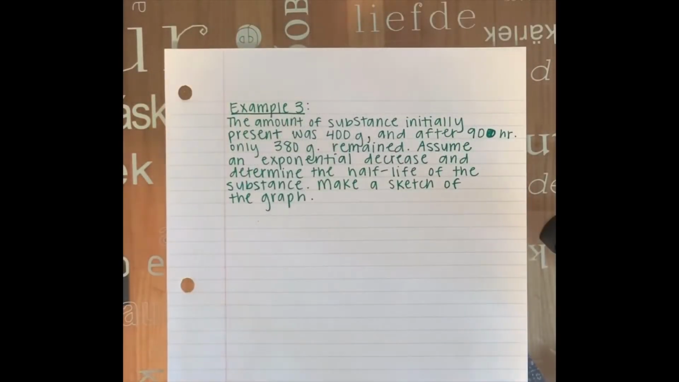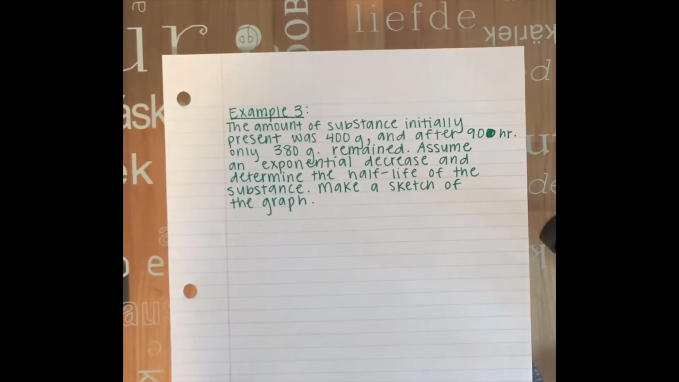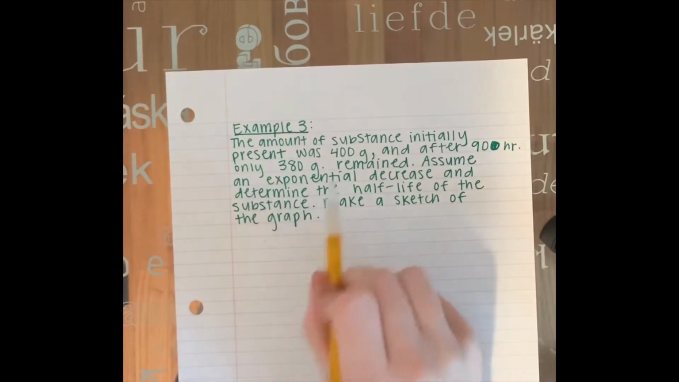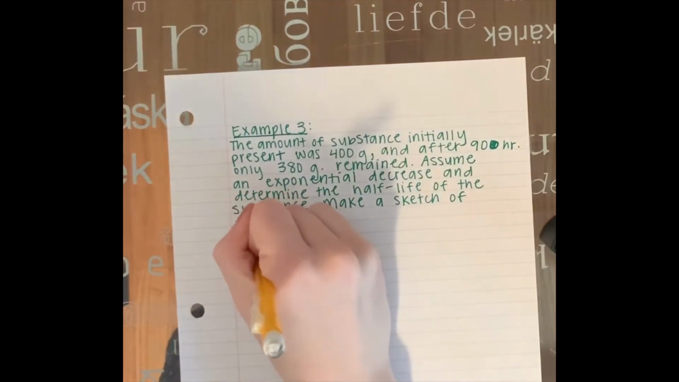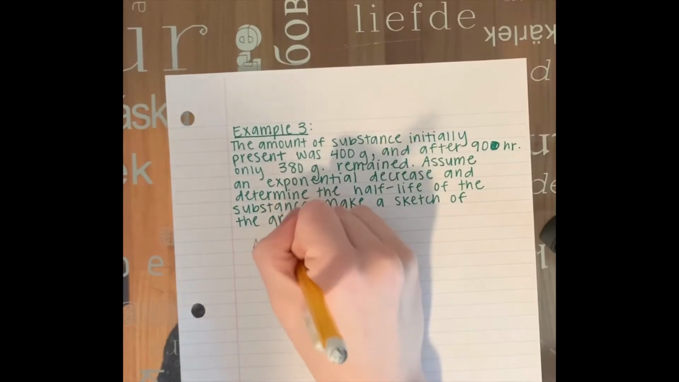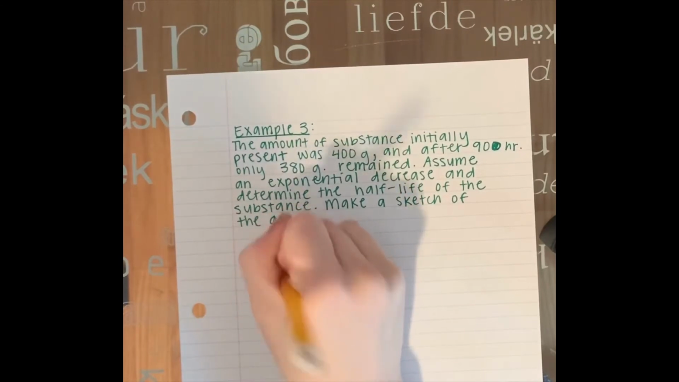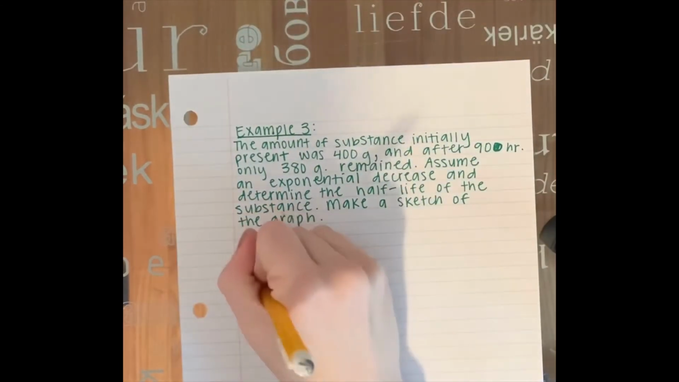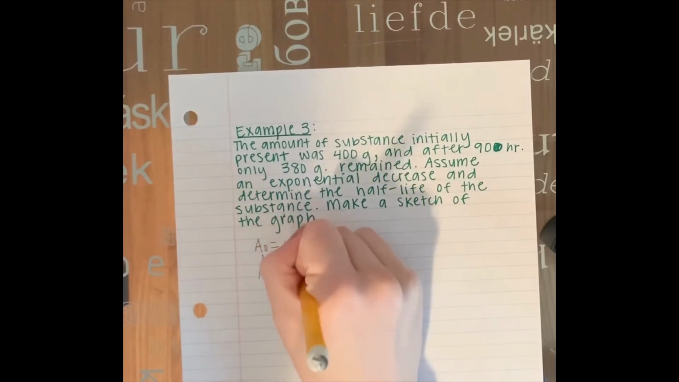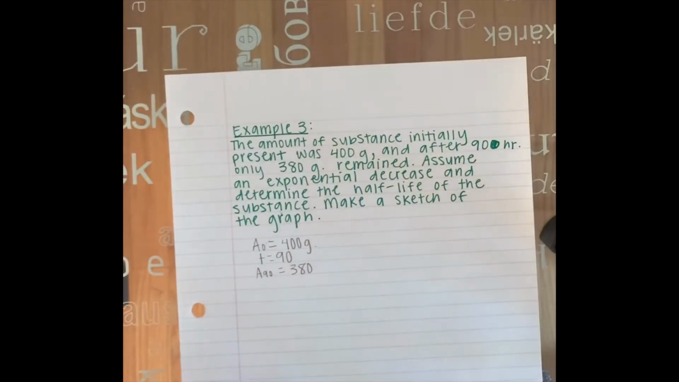Example 3 says, the amount of substance initially present was 400 grams, and after 90 hours, only 380 grams remained. Assume an exponential decrease and determine the half-life of the substance. Make a sketch of the graph. We know that our original amount is 400 grams. Then after 90 hours, t equals 90, only 380 grams remained. So A of 90 equals 380.